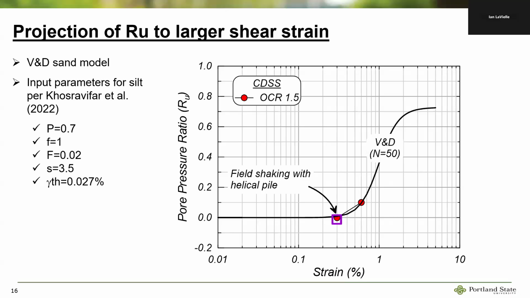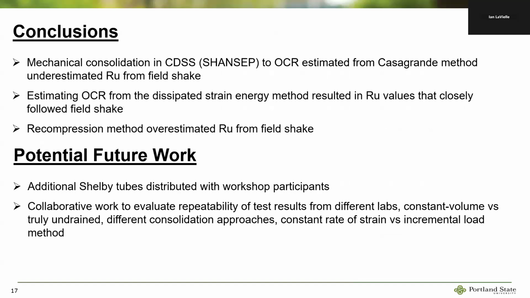So for this soil with that PI and that OCR, we would expect to get to something about 70% RU at shear strains exceeding like 2 or 3%. But again, that's just a projection. It's a predictive model. It's not lab tested.